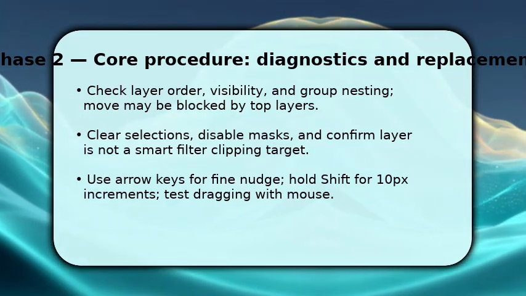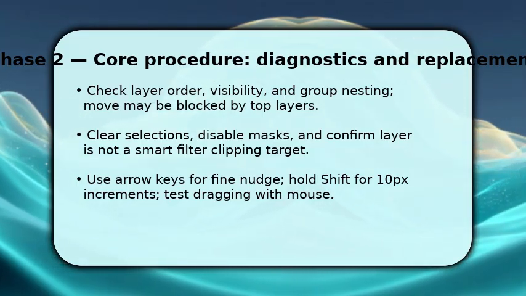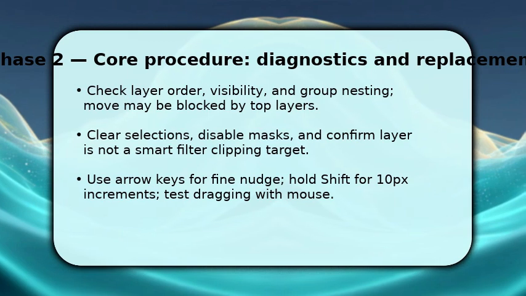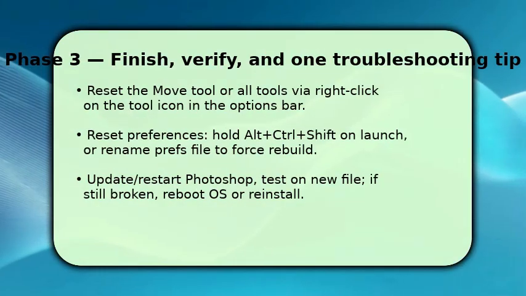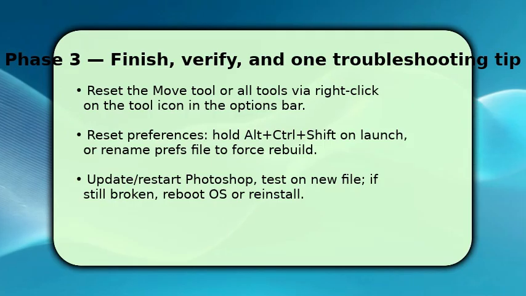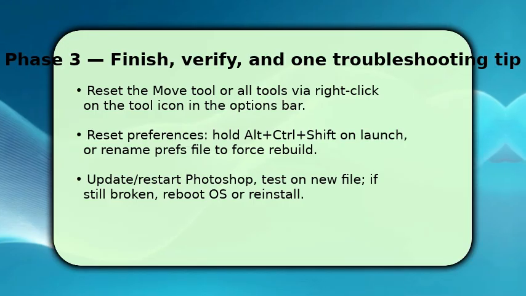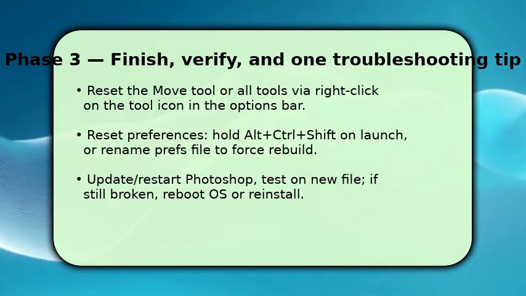To finish, reset the Move tool first. Right-click its icon in the Options bar and choose Reset Tool, then reset all tools if needed. If that fails, reset Preferences by relaunching Photoshop with Alt+Ctrl+Shift held, or rename the Preferences file so the app rebuilds defaults. Make sure the app is updated and restart Photoshop.